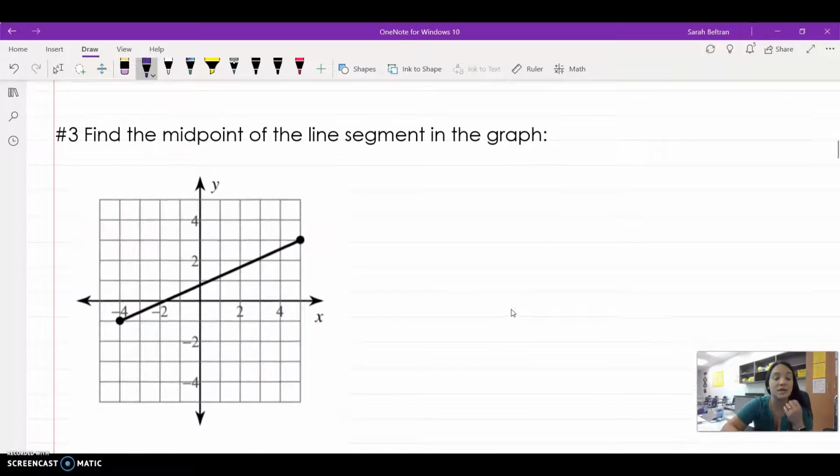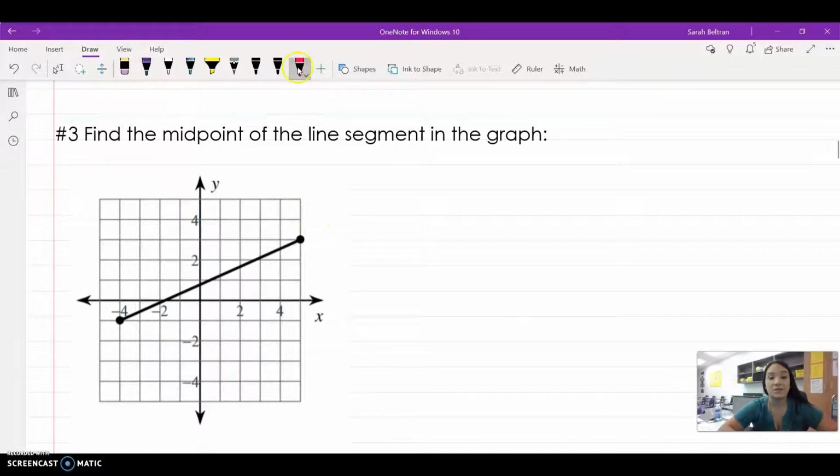Now you guys have had some time to find the midpoint. Let's do one with a graph. If you really struggle with graphing, you need to come to my tutorials and I'll help you out. But this point right here is 5, 3. We also have the point over here at negative 4, negative 1. All right, so I'm just going to rewrite these over here. We've got 5, 3, and we also have negative 4, negative 1.